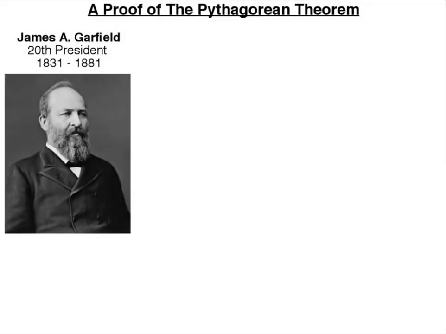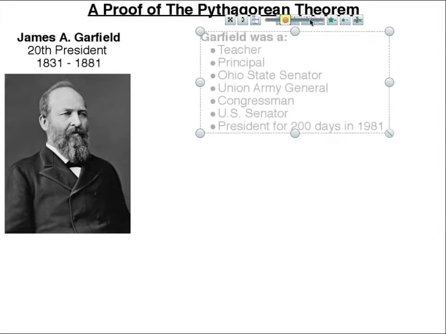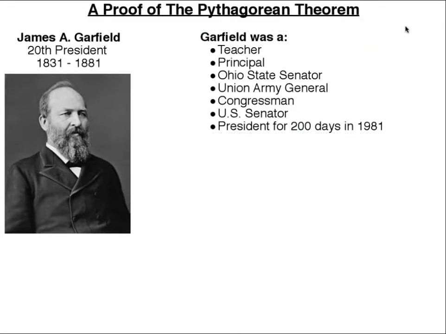In this video, we'll look at a proof of the Pythagorean theorem that was first discovered by the 20th President of the United States, James Garfield. Now, to give you a little background information about Garfield, who was a unique man, as you'll see, he was, among other things, a teacher, a principal, Ohio State senator, a Union Army general, a congressman, a U.S. senator, and finally president for 200 days in 1981 until he was unfortunately assassinated.